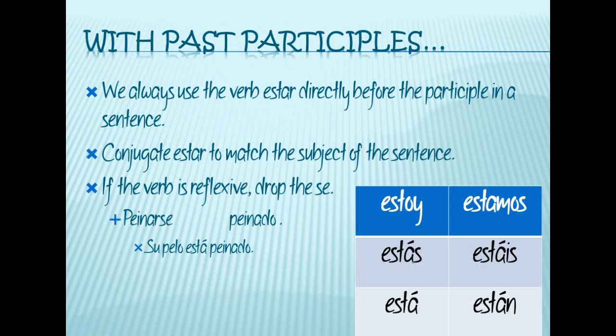So with past participles, if you notice in the English sentences, we always use "is." So the store is closed. The boy is well dressed. The keys are lost. So we always use some form of the verb estar in Spanish when we're writing sentences with past participles. You conjugate the verb estar to match the subject of the sentence. And then if the verb is reflexive, you're just going to drop the se. So an example, su pelo está peinado.